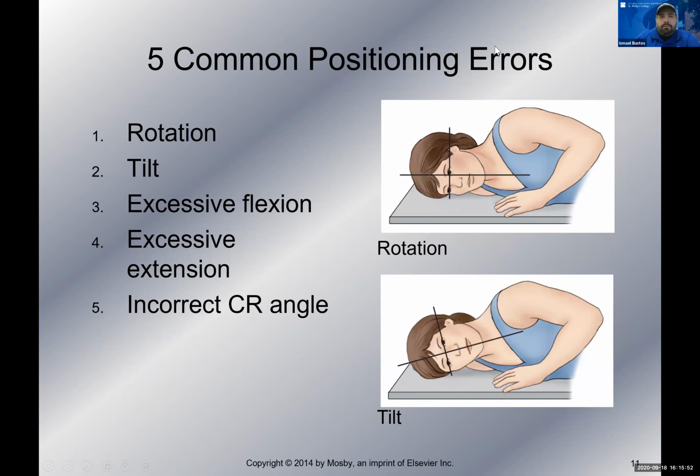All right. Now let's look at the common errors that are associated with projections of the skull. There's usually 5. We have rotation, tilt, excessive flexion, excessive extension, and incorrect CR angle. So rotation and tilt are probably going to be the biggest errors that you have, and you need to understand how rotation and tilt work.